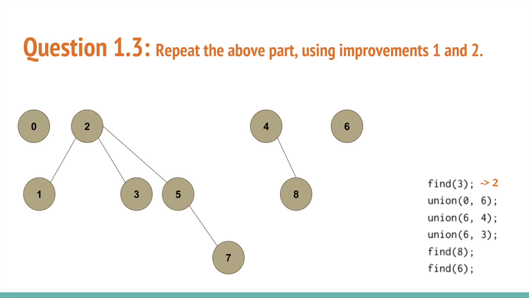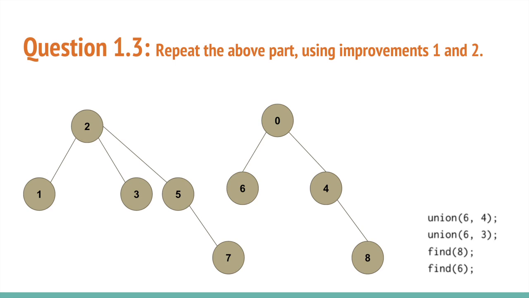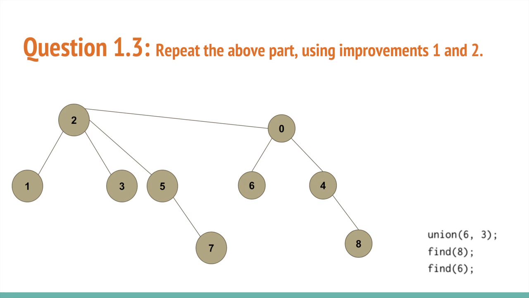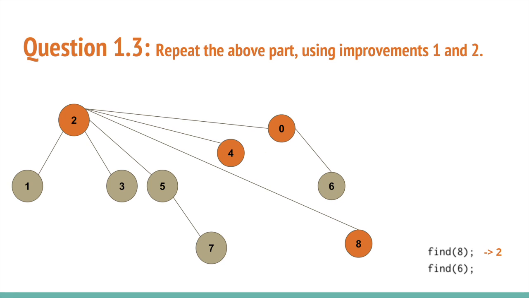Next we do more of the same unions, and finally we call find on 8, which results in traversing the path from 2 to 0 to 4 to 8. So we're going to connect nodes 0, 4, and 8 to 2. And finally we return 2. Similarly, when we call find on 6, we traverse the path from 2 to 0 to 6, which means we're going to connect nodes 0 and 6 to node 2, and return 2 since it is the root.